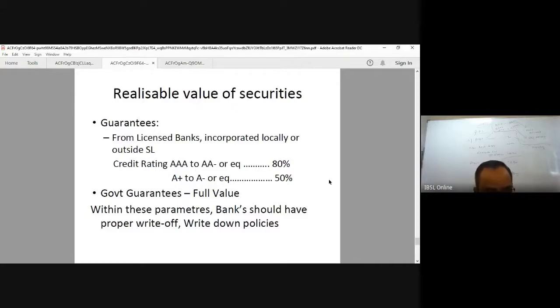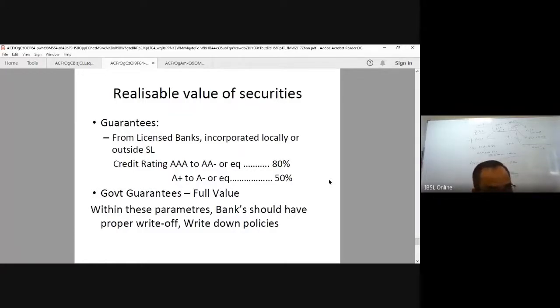For that kind of guarantee, if it is taken from licensed banks or corporates, locally or outside, you look at their credit rating. Different credit rating agencies have different ways of rating, so there is a mapping. Based on that, if it is equivalent to AAA to AA minus, 80% of that credit guarantee you can take as the realizable value. If it is A plus to A minus or equivalent, 50% you can take.